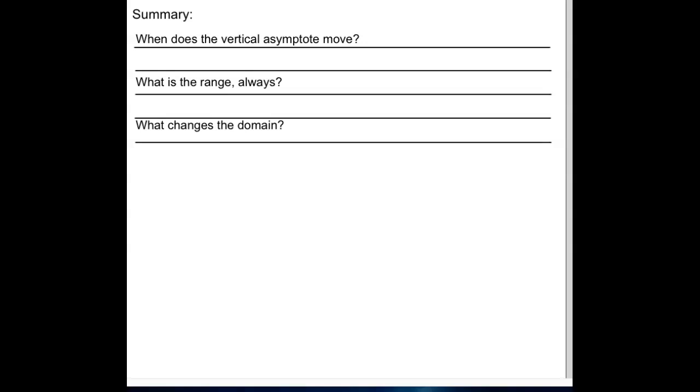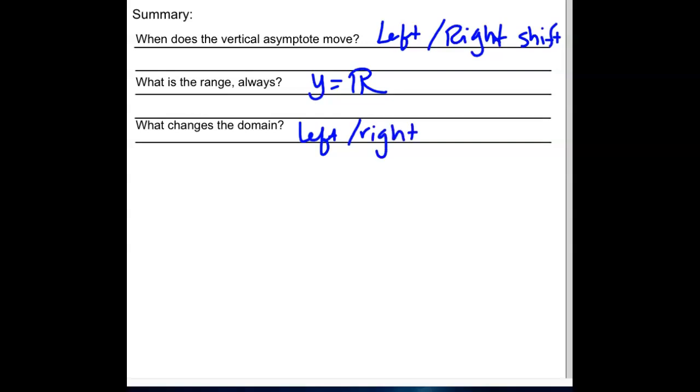All right, so when does our vertical asymptote move? It moves with any left or right shift. What is the range always? We said it's always all real numbers. And what changes the domain? Again, any kind of left or right shift is going to alter the domain. These are going to go together. So any kind of movement for your vertical asymptote is going to affect that domain.